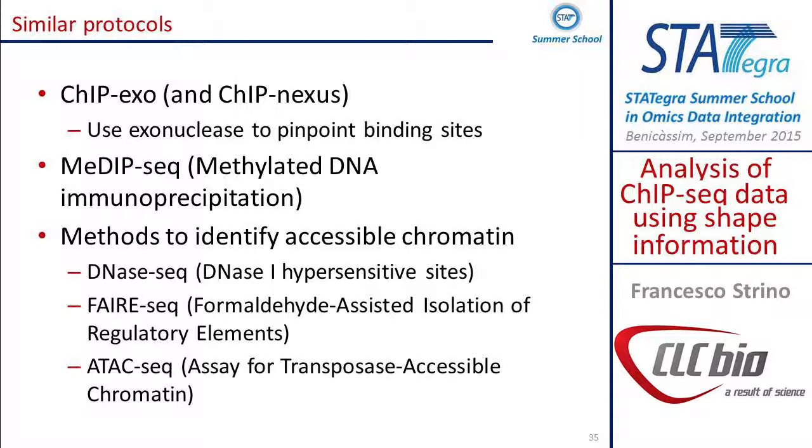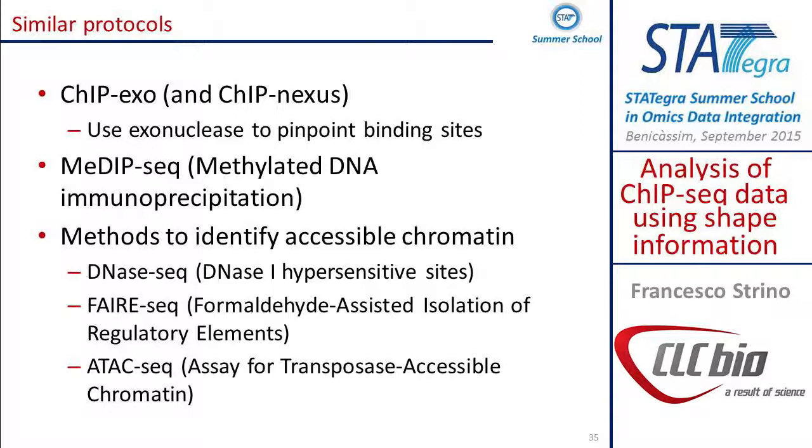Another thing that looks quite similar to ChIP-seq is MeDIP, where instead of looking for DNA-protein binding, you look for methylated DNA. So this is a way to find out roughly which areas are methylated. You don't go to nucleotide resolution like bisulfite sequencing, but you can get an idea of which areas are methylated or which areas are not.